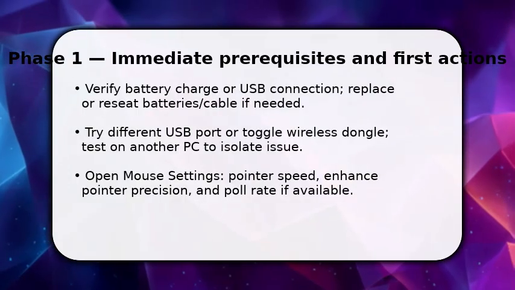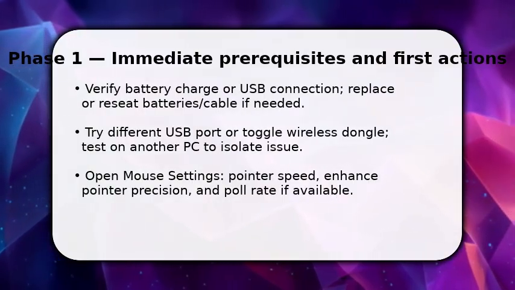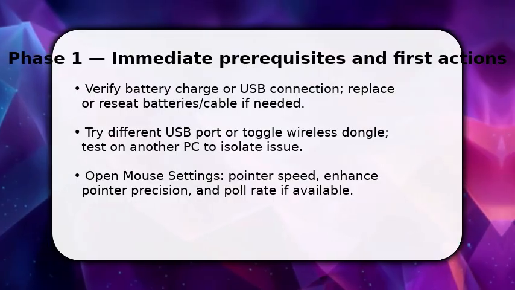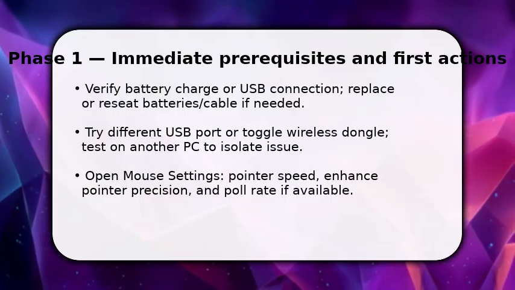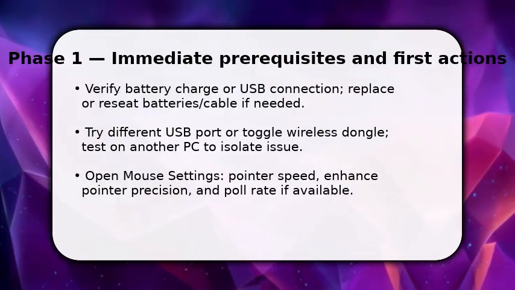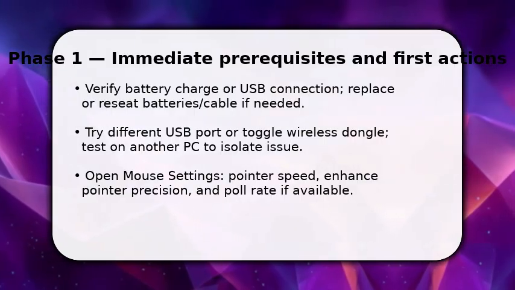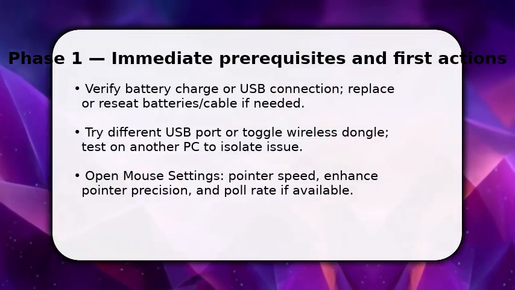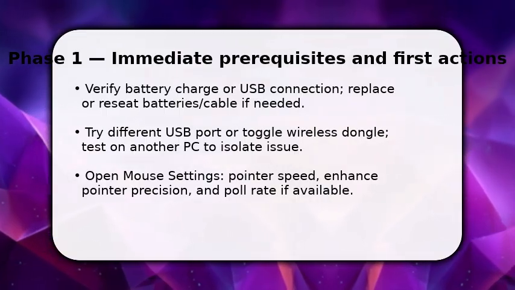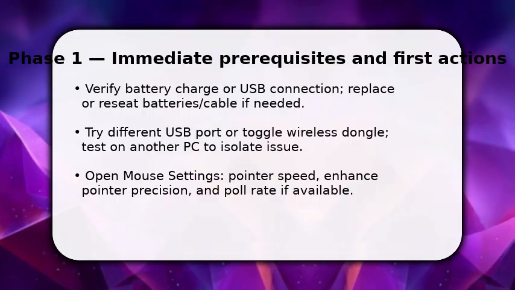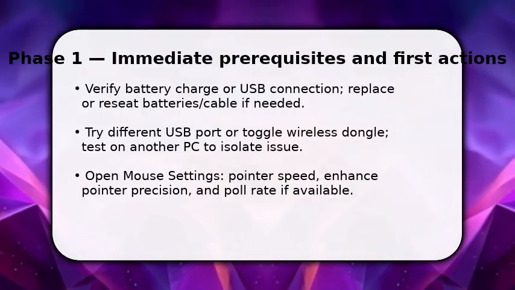You begin by confirming power and connection because most slow movement stems from that. Check batteries or swap the USB cable. Once done, test another port and another computer to rule out hardware. Open your operating system's mouse settings now and adjust pointer speed and disable enhanced pointer precision for consistent tracking. If your mouse has a polling rate option, increase it. This reduces lag. Make sure to apply changes and move the mouse to observe immediate differences.